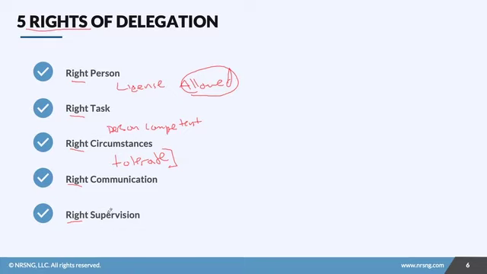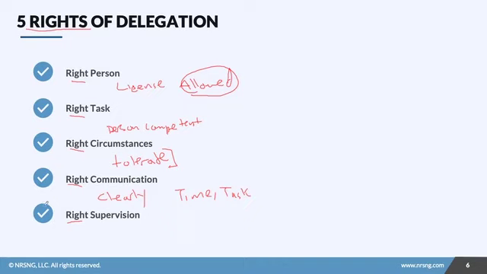Then there's right communication. You must communicate clearly and succinctly with the person the task is being assigned to. The question you can ask, did I, as the nurse, clearly explain what I needed done? Did I use a specific time and task outlined and explained to that person, and when I should be reported back to?